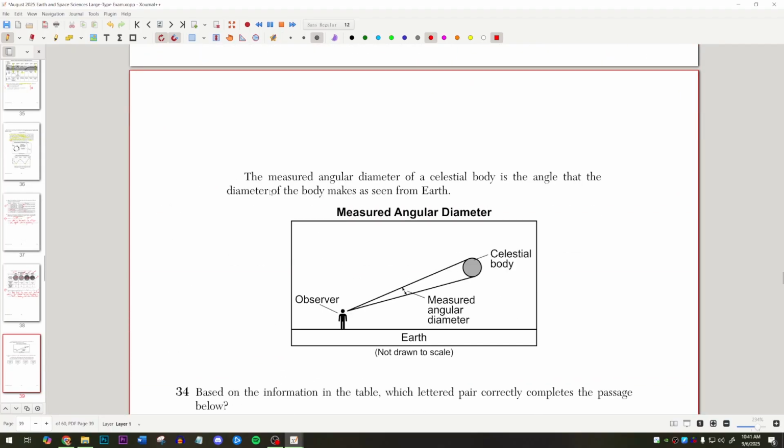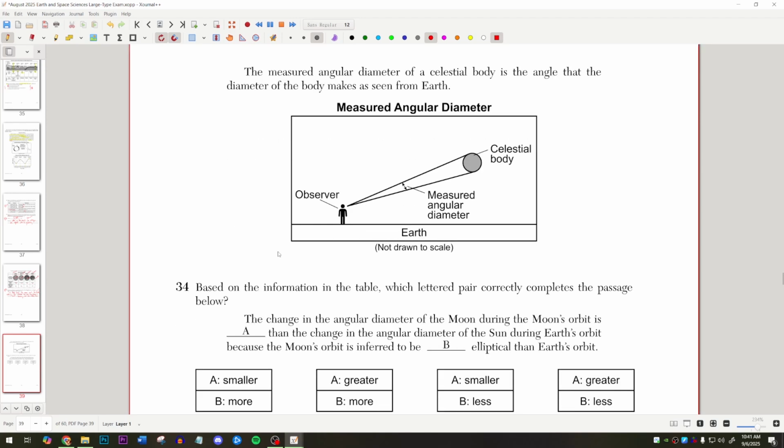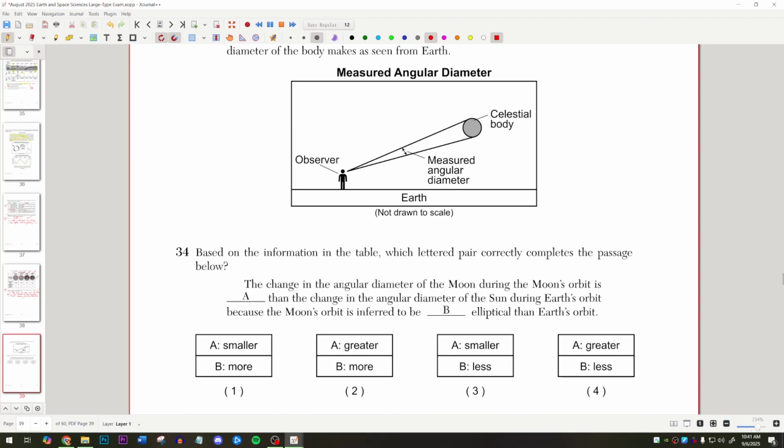The measured angular diameter of a body is the angle that the diameter of the body makes with the Earth. Based on the information, which letter pair correctly completes the passage below? Let's just read it, and we'll look as we go. The change in the angular diameter of the moon during the moon's orbit is blank than the change in the sun. It's going to be more because it's closer to us, so it's going to change more.